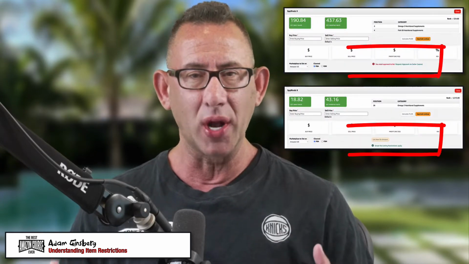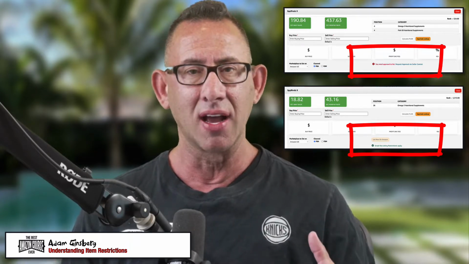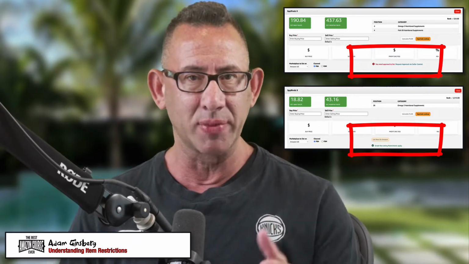One of the beautiful things about the new Internet Mastery community, Spy Rivals 2.0 and Spy Rivals X, is that you can quickly see whether you're eligible to sell an item or not based on your Amazon account. Please understand that every Amazon seller account has different restrictions. It isn't the same for everyone across the board. Now let's just talk about this at a very high level first.